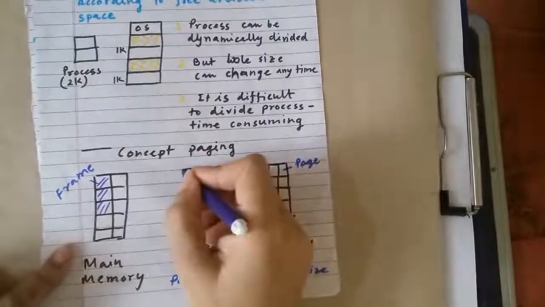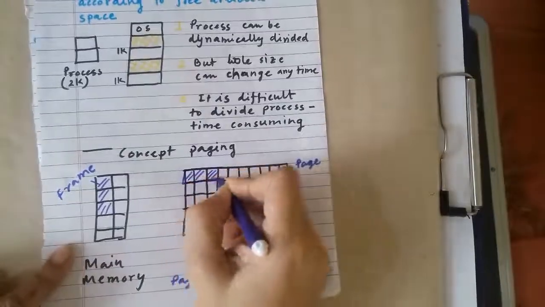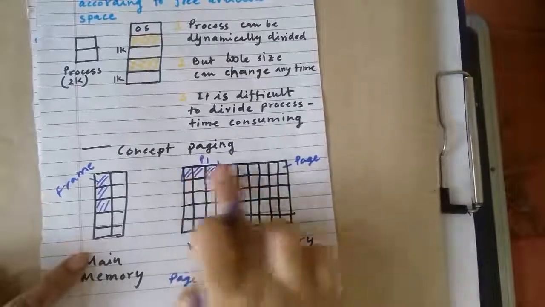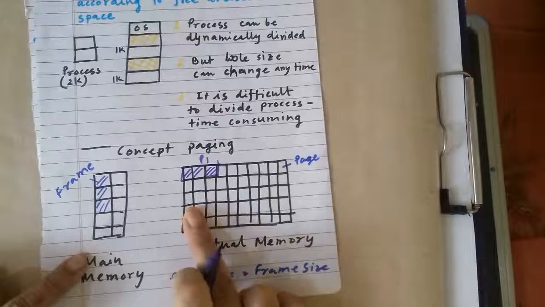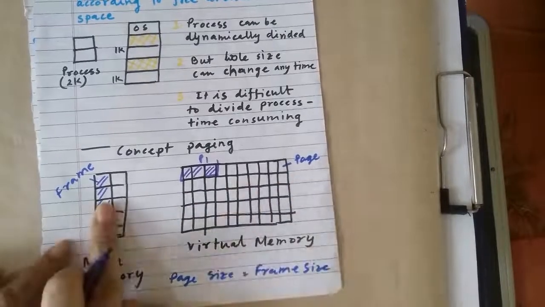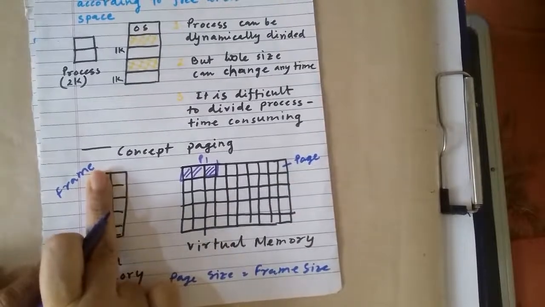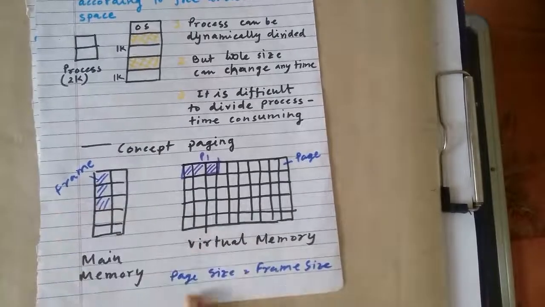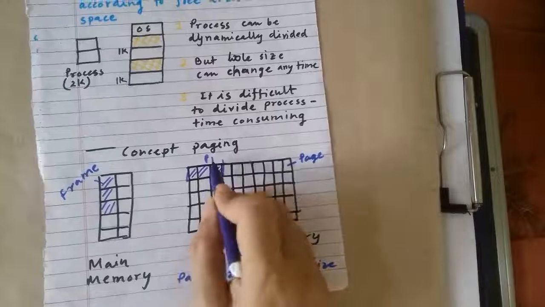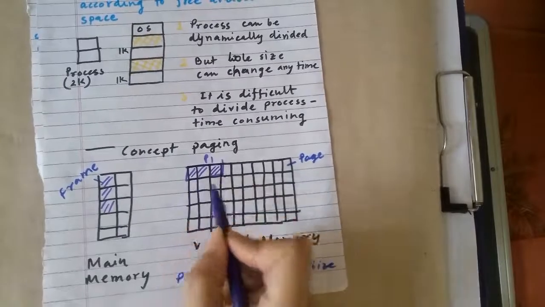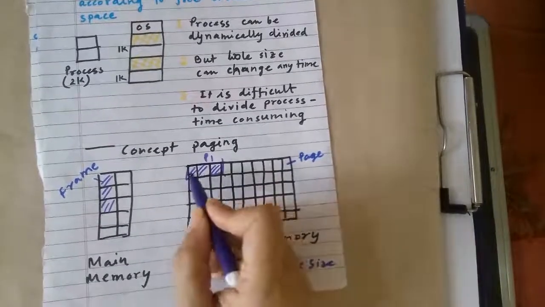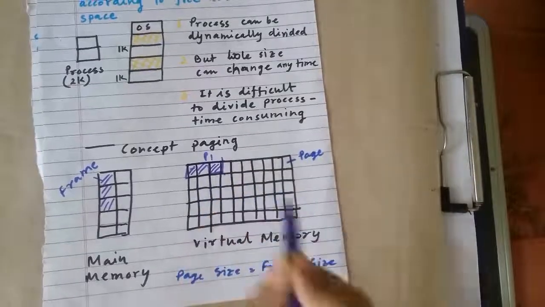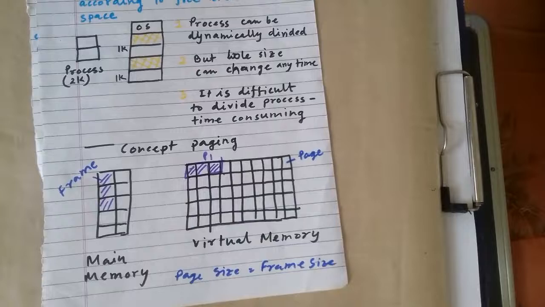In paging, let's say this is our process P1 stored in virtual memory. Virtual memory is divided into equal sized blocks called pages. Main memory is divided into equal size blocks called frames. Page size equals frame size. So if P1 takes 3 pages, it means what? We have divided the program into 3 parts. Forcefully we have divided it into 3 parts.